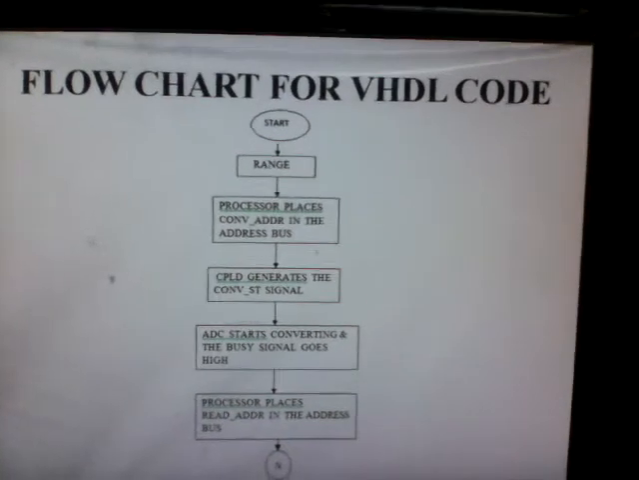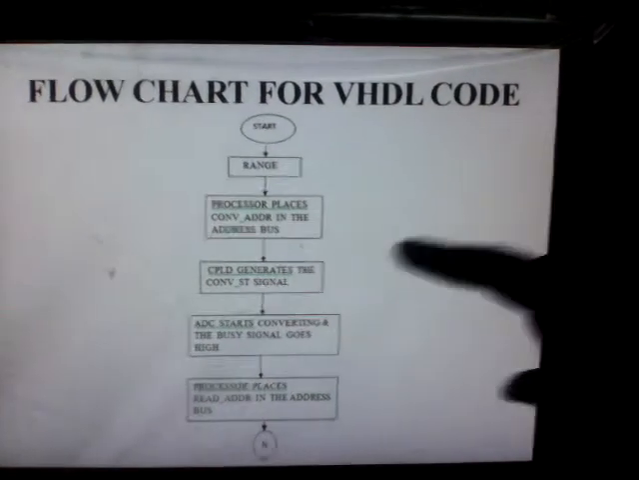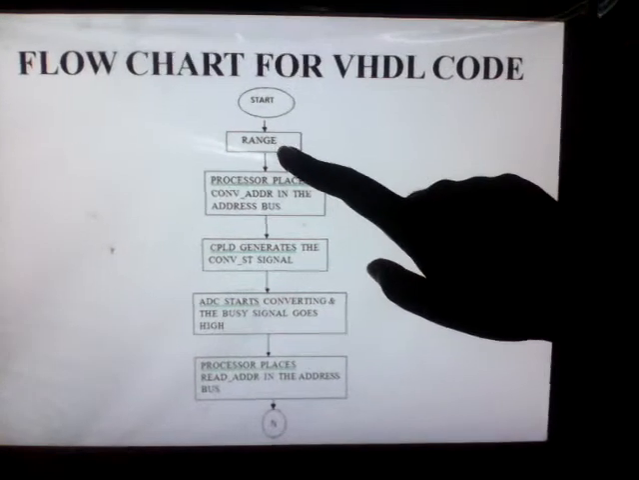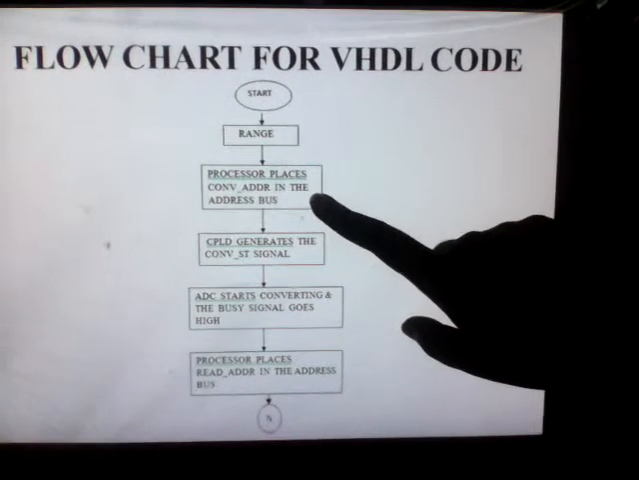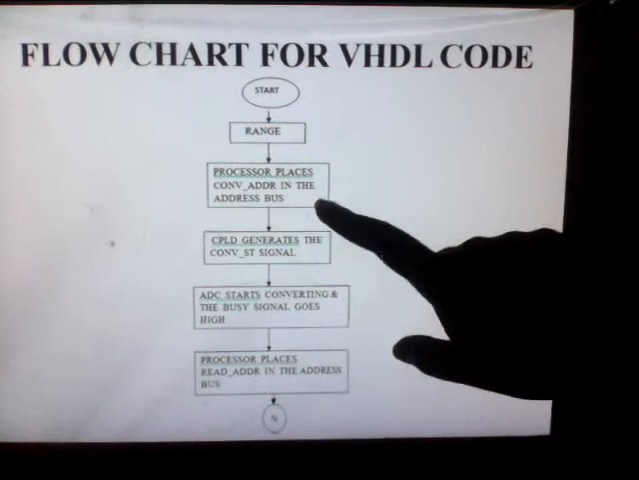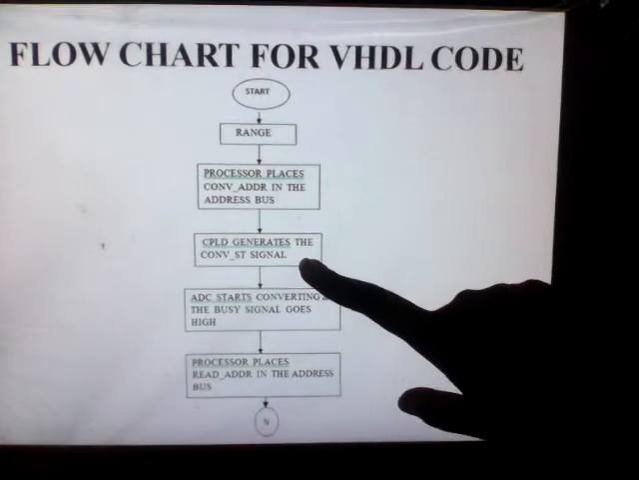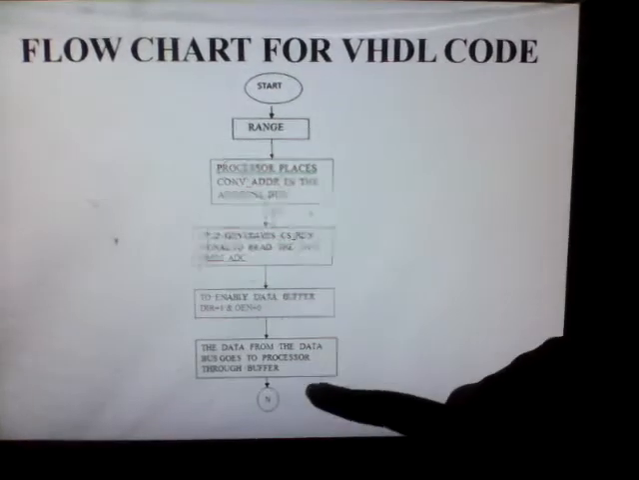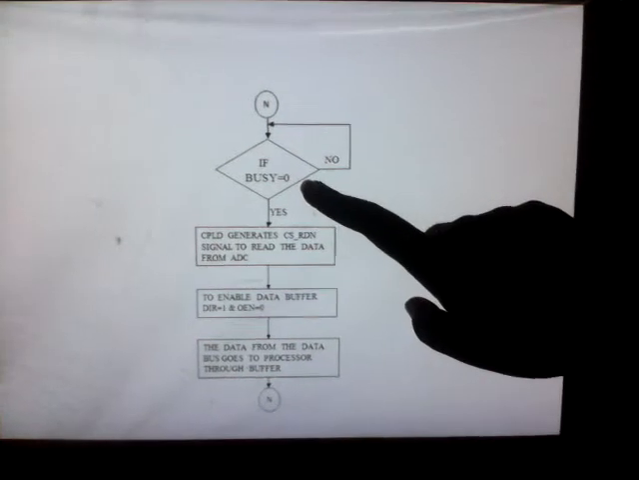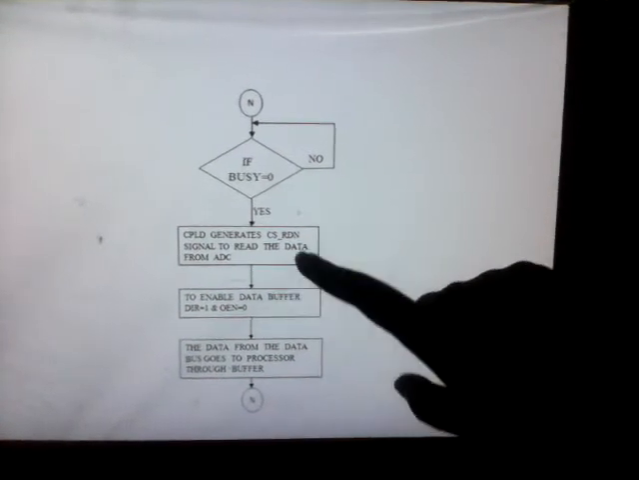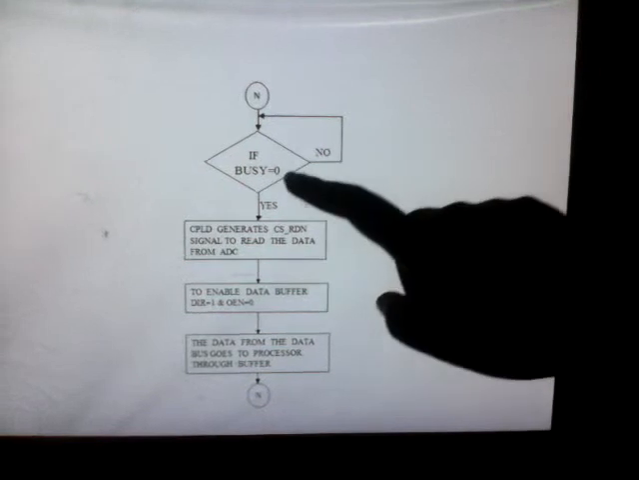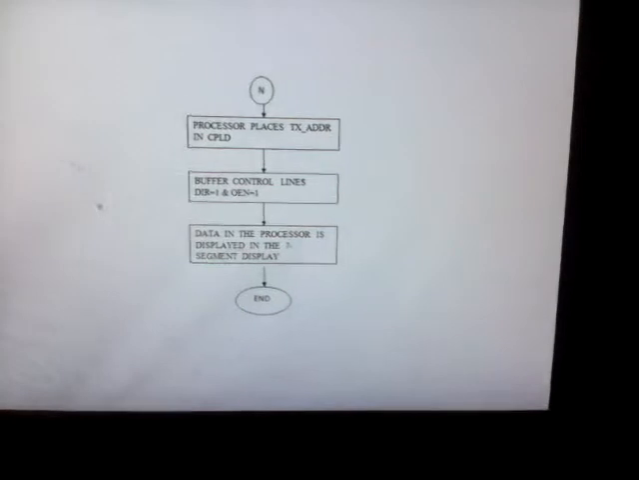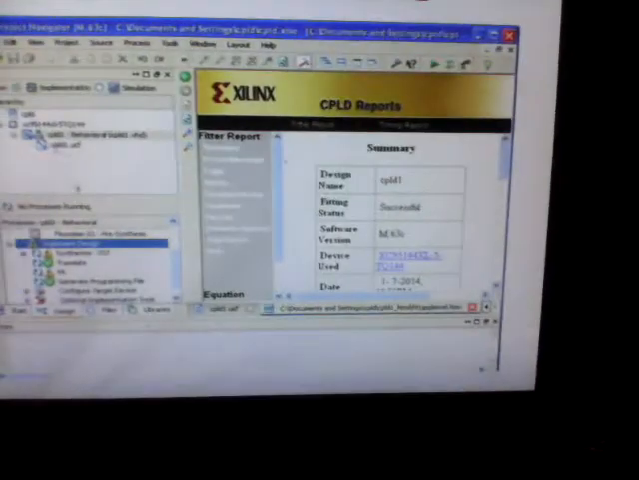This is the flowchart for our VHDL code. First, the range is selected, then the processor places the conversion address in the address bus. According to that, the CPLD generates the conversion start signal, then the ADC starts converting and the BC signal goes high. After checking the BC signal, the process moves on. If and only if the BC signal is 0, the process goes to the read stage. If the BC signal is not 0, then the loop continues. This is the end of the flow.